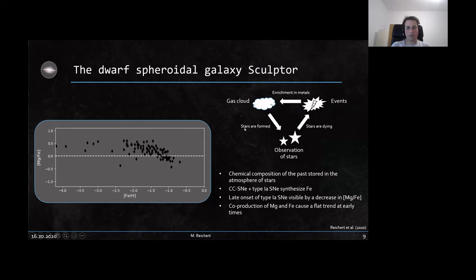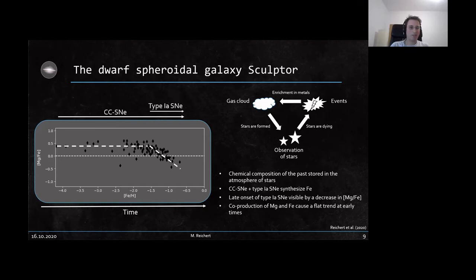So instead of writing metallicity here on the x-axis, we can also write time on the x-axis. What's also interesting is the general shape of these stars, of magnesium over iron versus metallicity, because this shows a flat plateau at the beginning, which is caused by core collapse supernovae at early times. Later, type Ia set in, and they have a lower magnesium over iron ratio, and therefore the overall ratio decreases. This point of the decrease happens at around 1 gigayear after the first star formation episode.